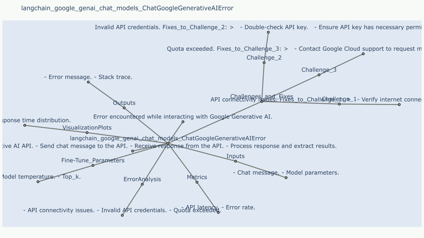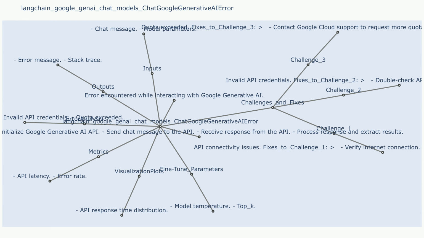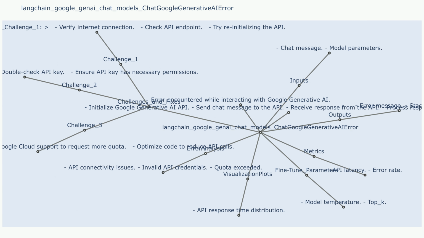Metrics: latency: the time taken to process the request and generate a response. Error rate: the percentage of requests that result in errors. Visualization plots: none. Fine-tune parameters: none. Uncertainty methods: none. Challenges and fixes.